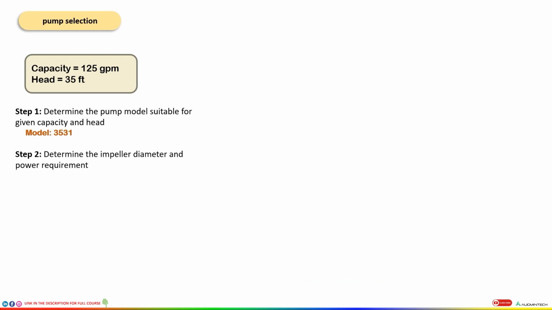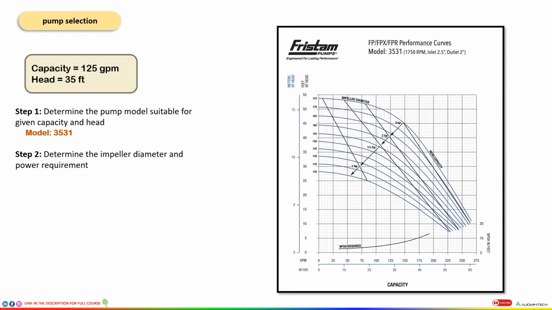Step 2. Determine the impeller diameter and the power requirement. So here we have the characteristic curve of the model 3531. There can be various options in the same model 3531 based upon different impeller diameters and different power requirements. So we'll see within this 3531 model what power and what impeller diameter pump we have to select.